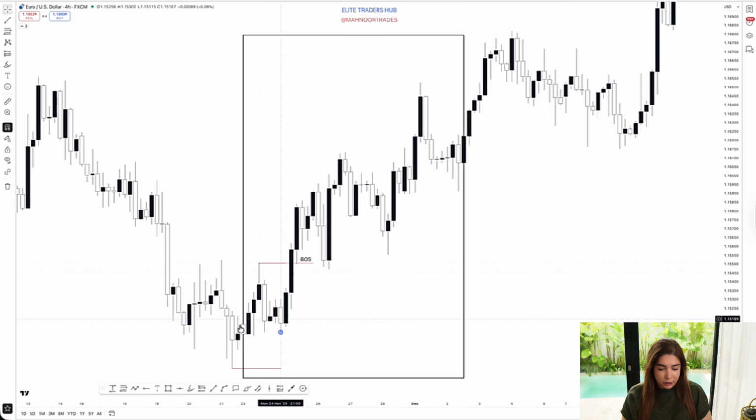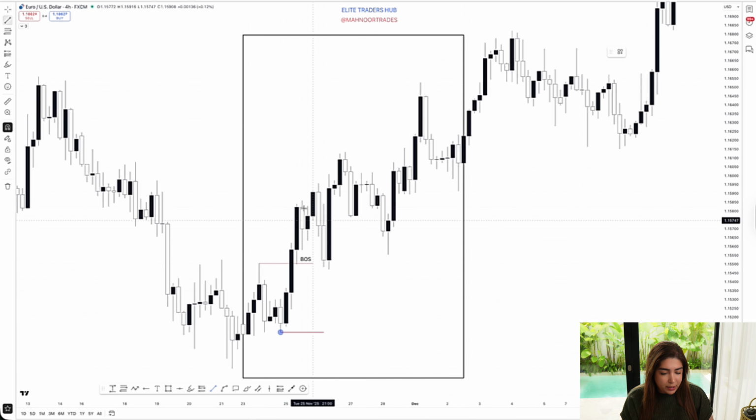Now this range is used, because a break of structure has been given, so we're not going to utilize this anymore. We're going to delete this, and we're going to mark our new range. Our new range starts with the new swing low right there, and then a new swing high. How do we know which one is the swing high here? You're going to see where the price has started to create a bit of retracement, the pullback.